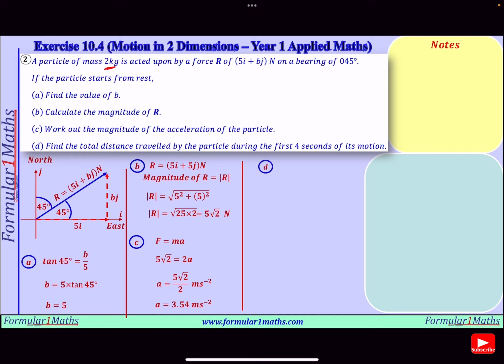For question 2d, find the total distance traveled by the particle during the first 4 seconds of its motion. The particle starts from rest. That means u is 0. It travels for 4 seconds.